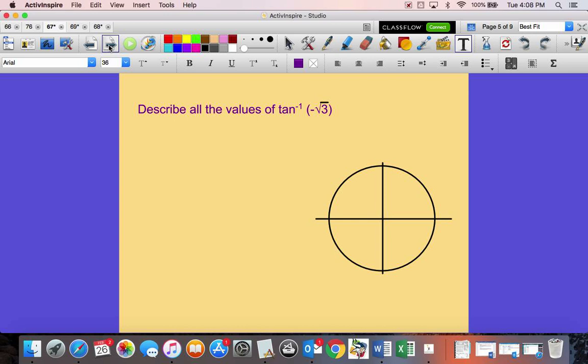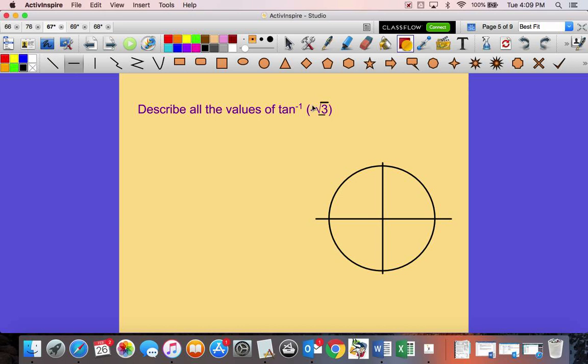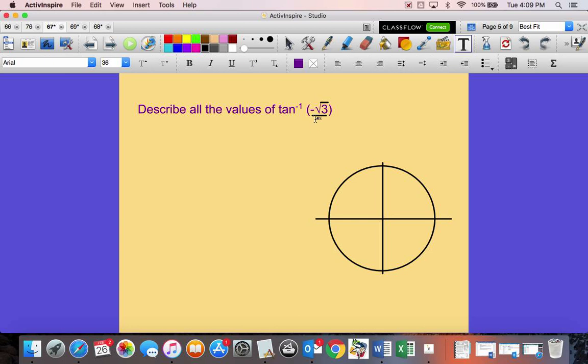One more, we could do the same thing for tangent inverse. This says negative square root of 3. Well, what we could do if we really felt like it, because most of the time we have a fraction for this, negative square root of 3 is the same as negative square root of 3 over 1. Alright, so then there's our fraction.